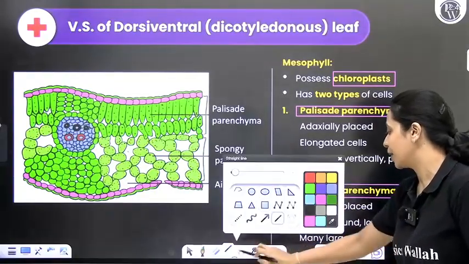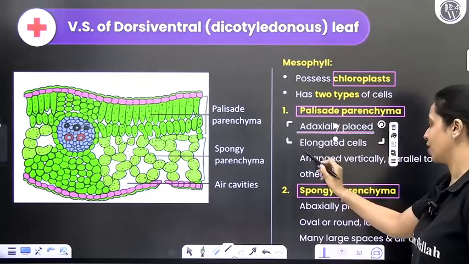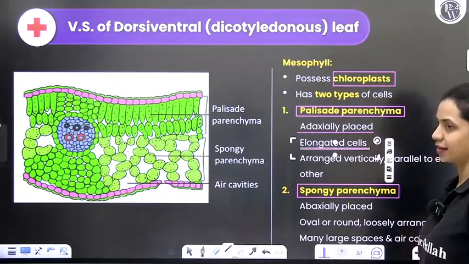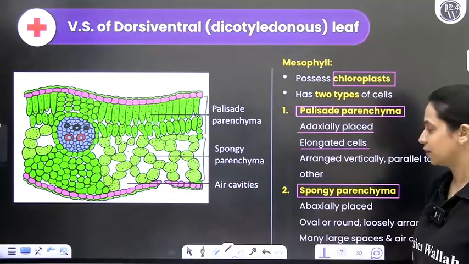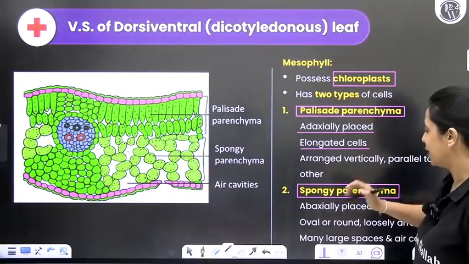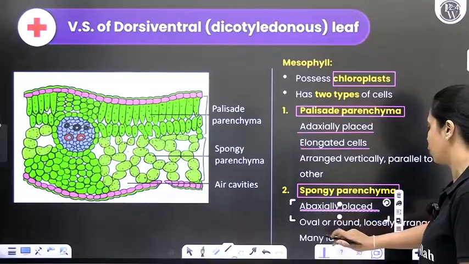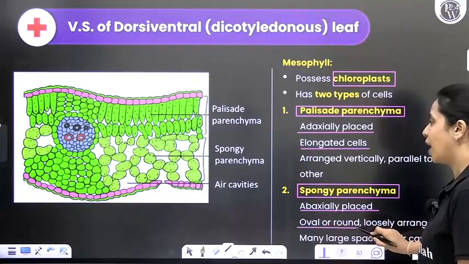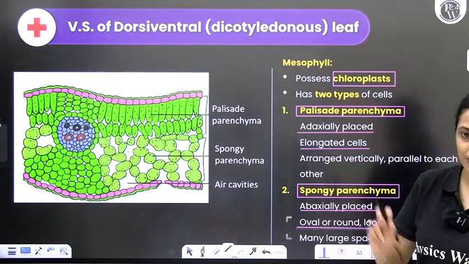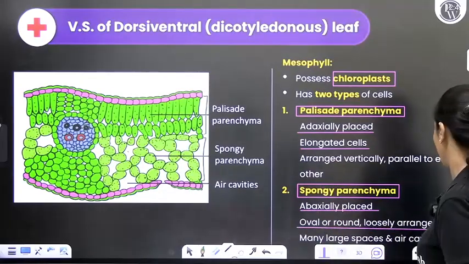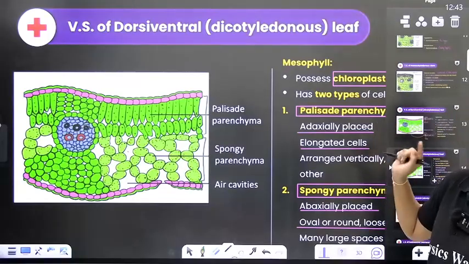Palisade parenchyma, where do we find them? Towards the adaxial epidermis. How are the cells shaped? They are rod-shaped, elongated. How are they arranged? They are arranged vertically, parallel to one another. Spongy parenchyma, where are they placed? They are abaxially placed. So, what is their shape like? They are somewhat oval or rounded. How are they arranged? Very loosely arranged. There are a lot of spaces and air cavities present between them. Okay, so that's about the mesophyll or the cortex in dicot leaf or dorsiventral leaf.